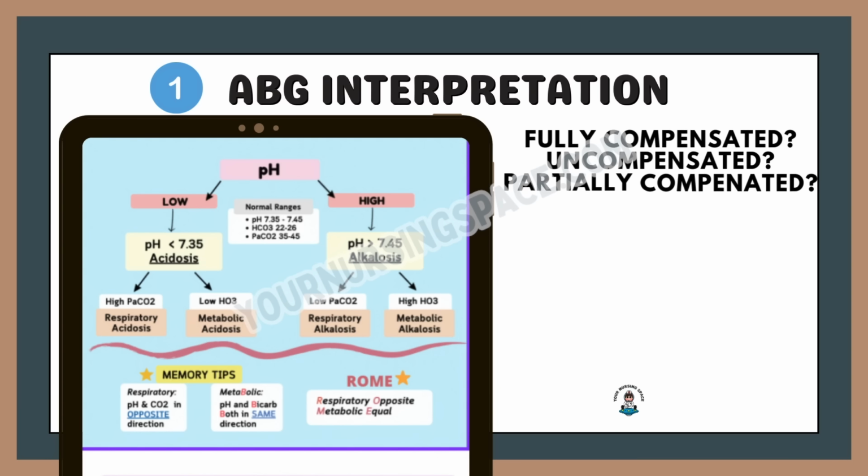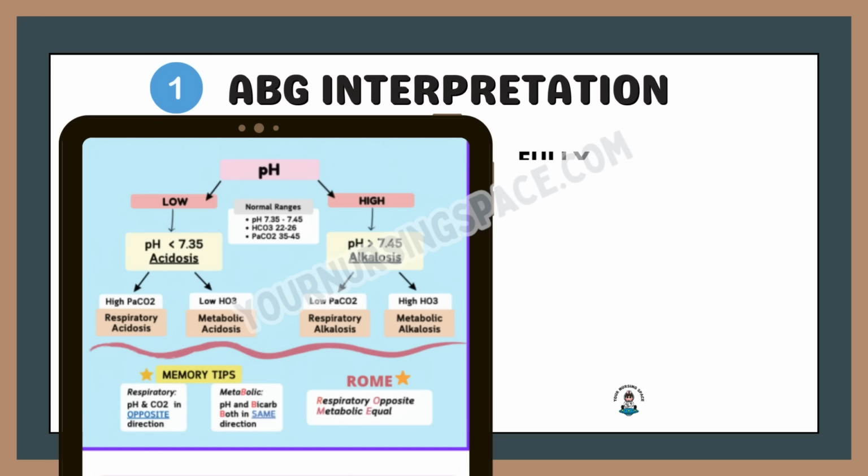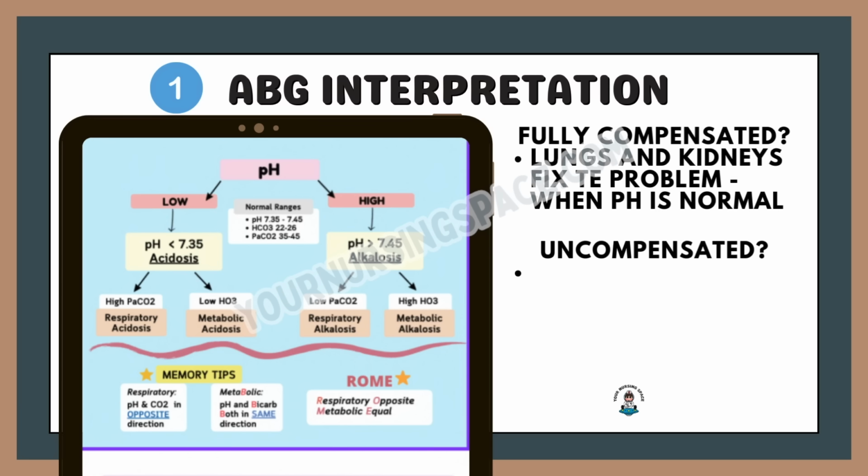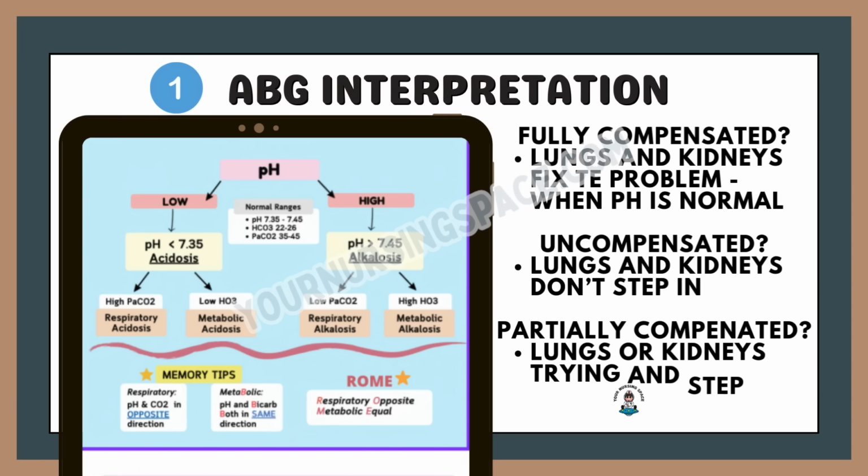Now what about compensation? Simple analogy here. Think of ABG compensation like a team trying to fix a mistake. Fully compensated means the other system has completely fixed the problem, and this is when the pH is in the normal range, 7.35 to 7.45. Uncompensated, on the other hand, means the other system is doing nothing to fix the problem. Partially compensated means the other system is trying, but the problem isn't fully fixed yet. So in here, if the lungs mess up, the kidneys step in, and vice versa.